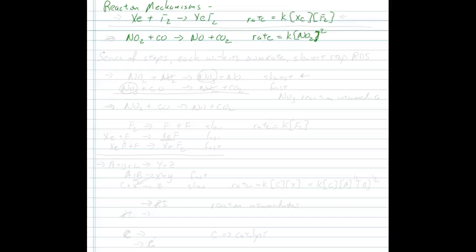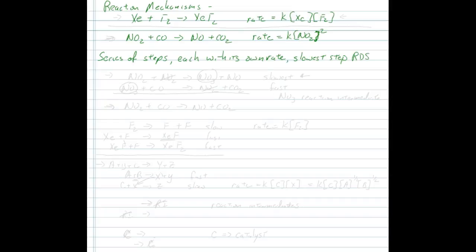which is a series of steps, each with its own rate, and the slowest step is the rate determining step, RDS.